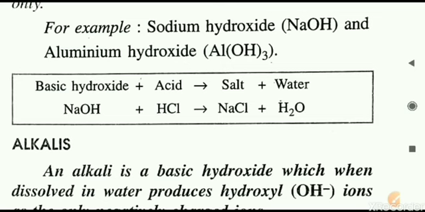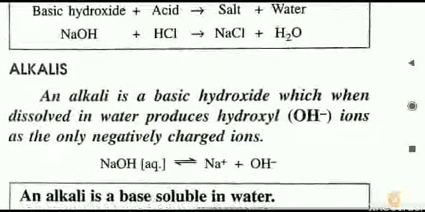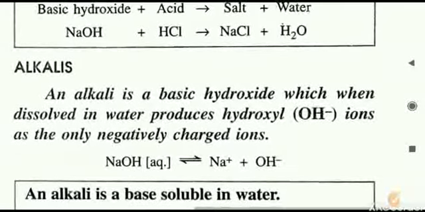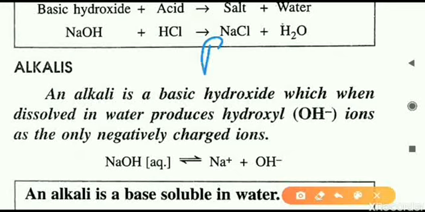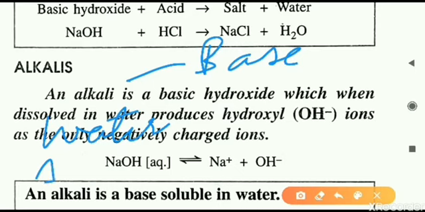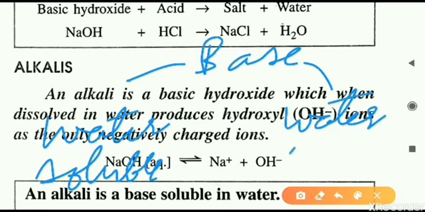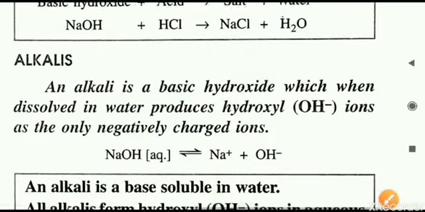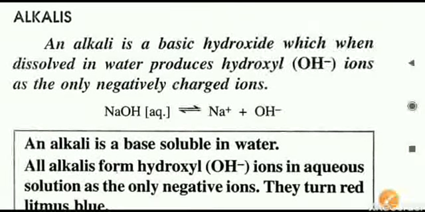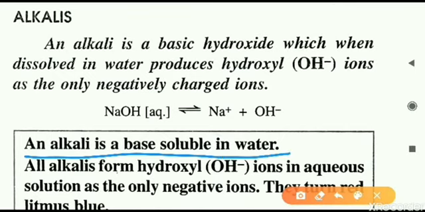Now there are certain categories of bases which are water soluble, and another kind which are water insoluble. Bases can be classified into these two forms: one is water soluble, another is water insoluble. Now the question arises, which ones are soluble in water and which are insoluble? The ones which are soluble in water are called alkalis. An alkali is a base soluble in water.